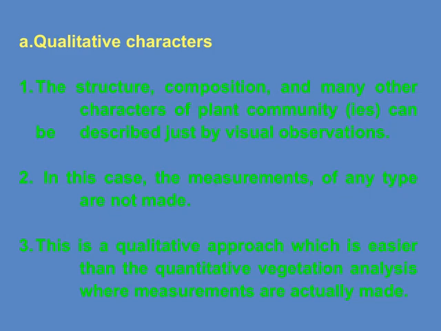When we talk about qualitative characters, we're focusing on the structure and composition of plant communities that we can observe visually. These characteristics include things like the types of plants present, how they are arranged, and their overall appearance. The key point here is that all of this can be described just by looking, without needing to take any measurements. This approach is what we call a qualitative method, and it's generally much simpler than a quantitative analysis, where you actually measure things like plant height, cover, or biomass.